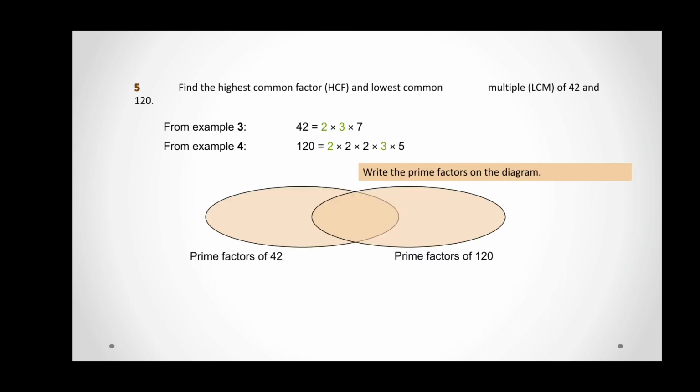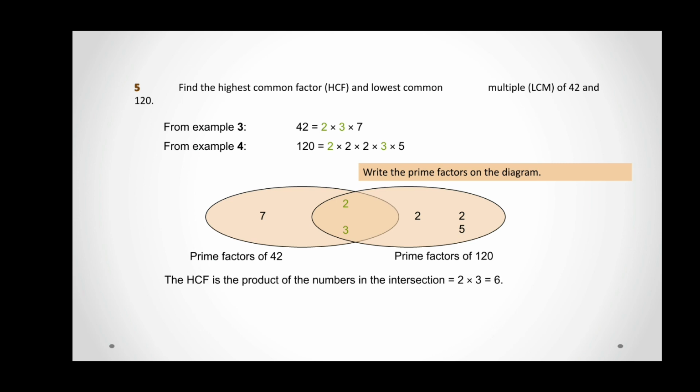Okay, when you find the HCF, HCF means the common prime factors for 42 and 120. Now you can see a Venn diagram here, prime factors of 42 and prime factors of 120. So what are the common things? 2 and 3 are common. Then the other things you can put to the other sides. Now for 42, other than 2 and 3, the other prime factor is 7. Then for 120, the other factors are 2, 2 and 5.